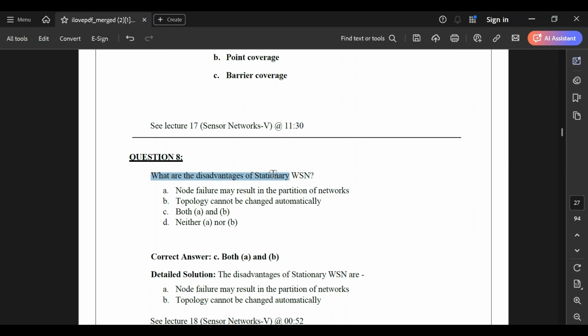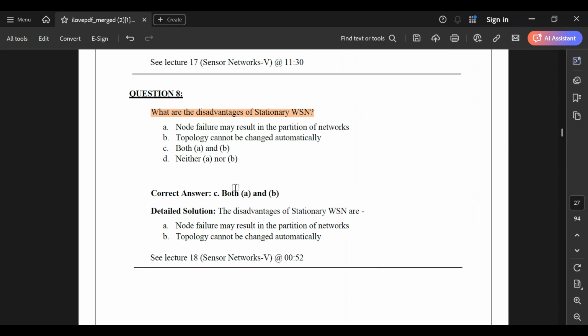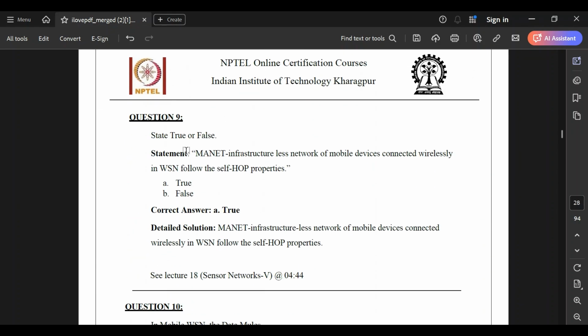What are the disadvantages of stationary WSN? Stationary means the disadvantages are that node failure may result in partition of networks, and topology cannot be changed automatically. So these are the disadvantages. So both A and B.